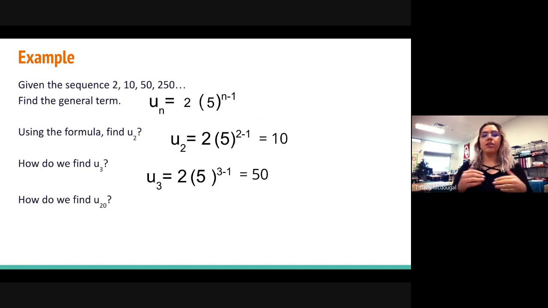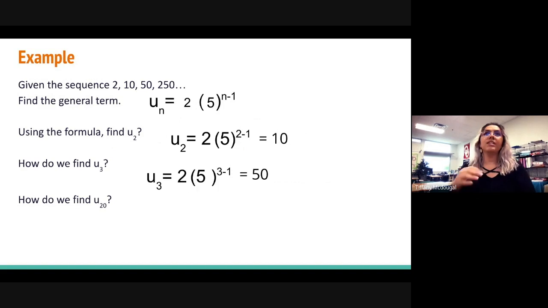So now you can kind of see how this formula is working out. We have our general term, which is where we just have Un and we have n in place. And then anytime I want to find a term, I'm just going to take whatever term I'm looking for and put that in place of my n.